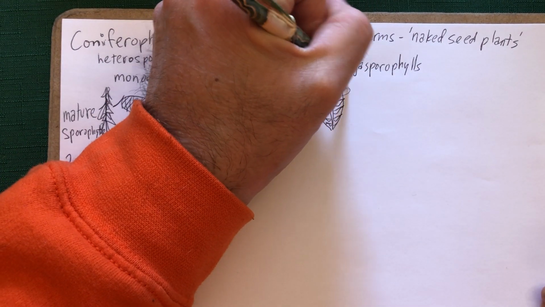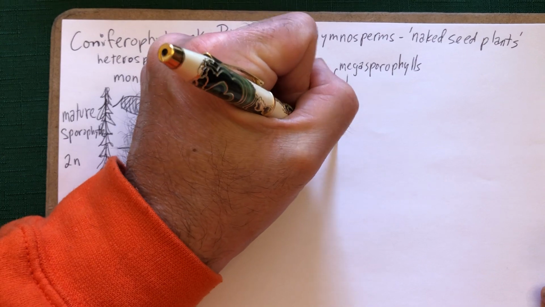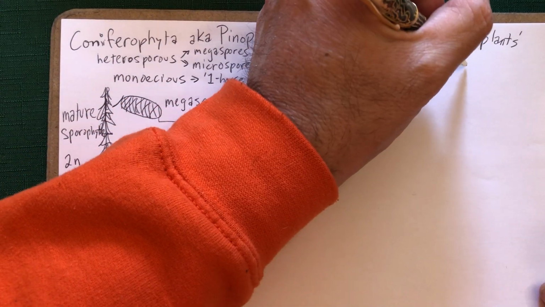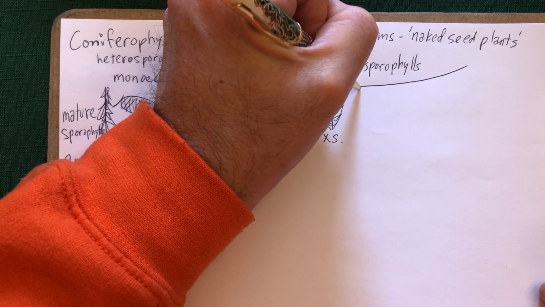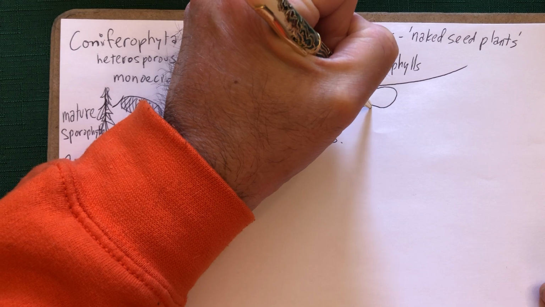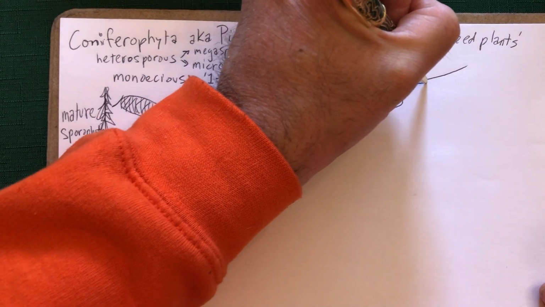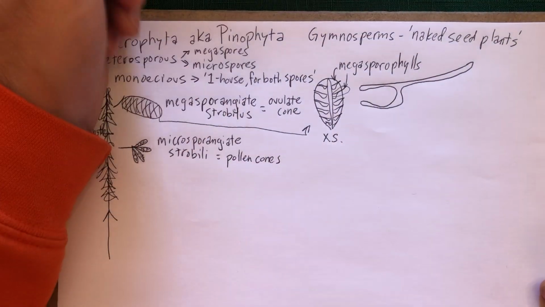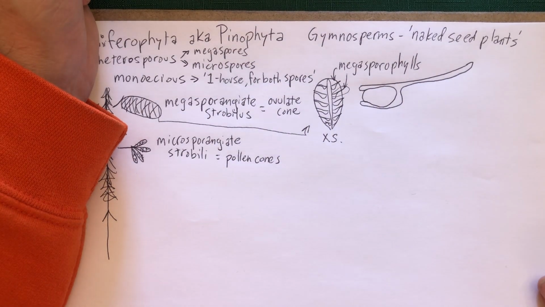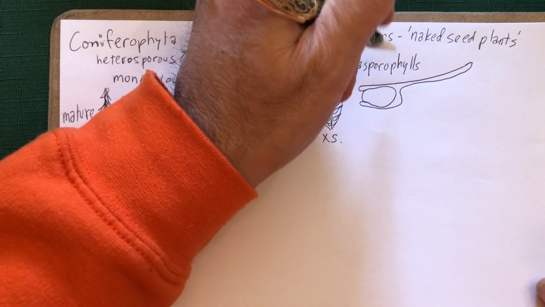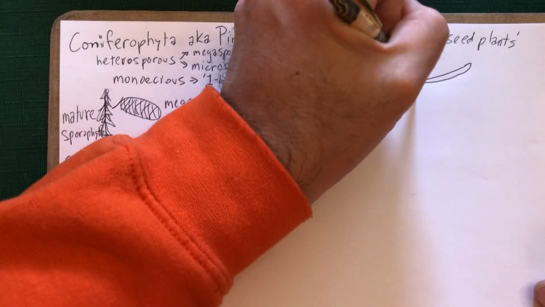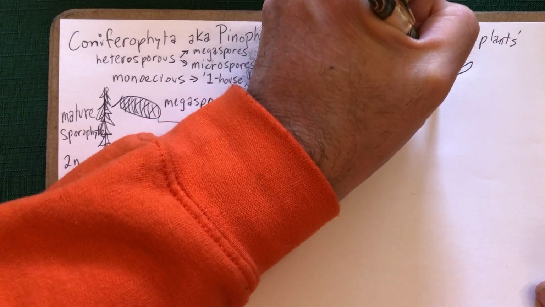So I'm going to zoom in. I'm just going to indicate that that's a cross section. That's what XS means there. I'm going to draw kind of a zoomed in look at one of these megasporophylls. Okay, so here is a megasporophyll. Inside we've got the megasporangium.